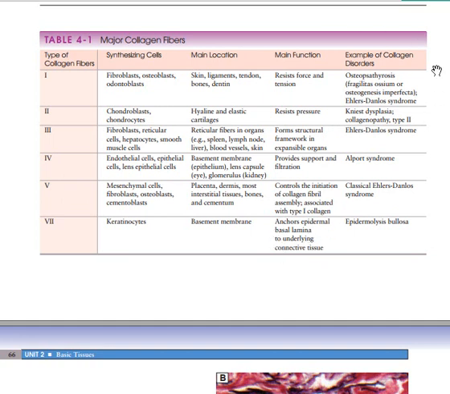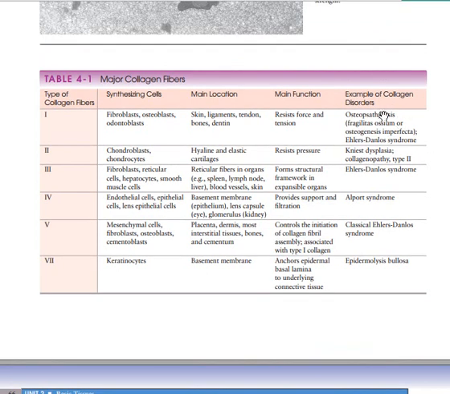Now the next thing is the collagen disorders involved. We have osteopetrosis, or it's also called osteogenesis imperfecta. It's when the child is born with bone disorder, that is, the bone is not going to have a normal morphology. We also have Ehlers-Danlos syndrome, which is involved with type 1 collagen disorder.